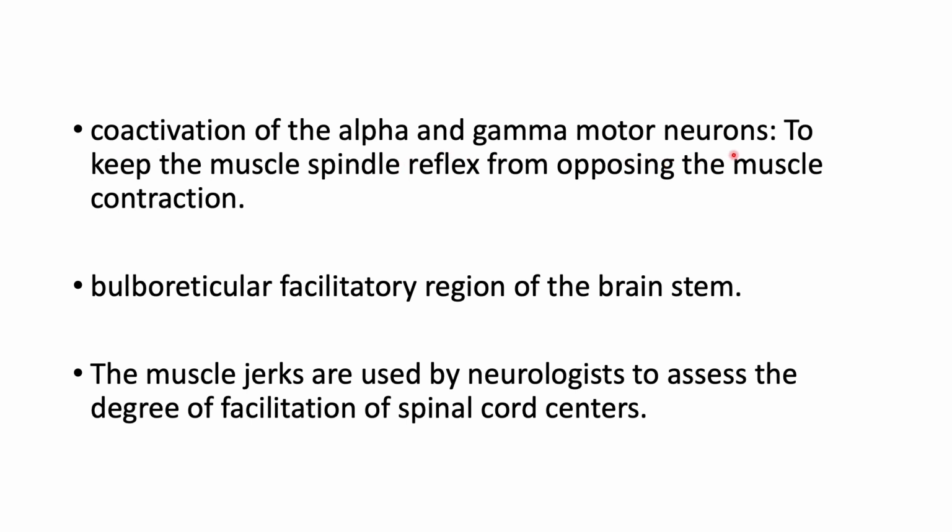This is important to keep the muscle spindle reflex from opposing the muscle contraction, keeping them aligned together. One of the important higher centers that activate the gamma motor neurons is the bulboreticular facilitatory region in the brainstem, which also gets signals from the cerebral cortex, the cerebellum, and the basal nuclei.